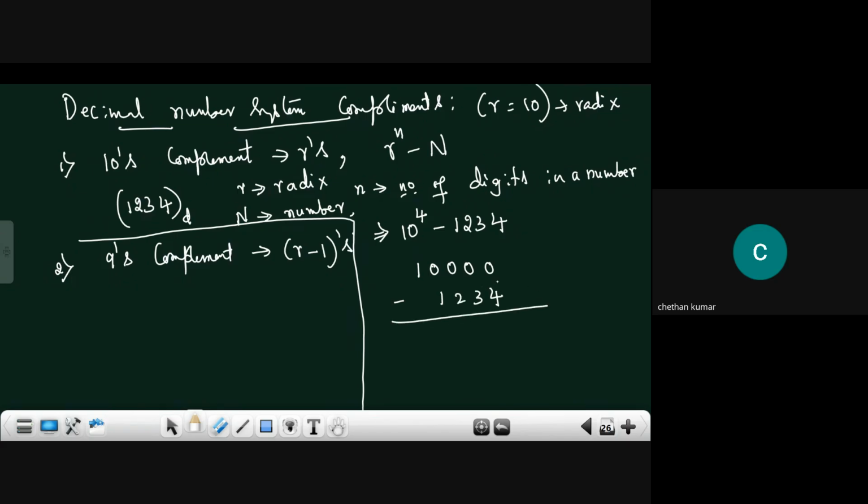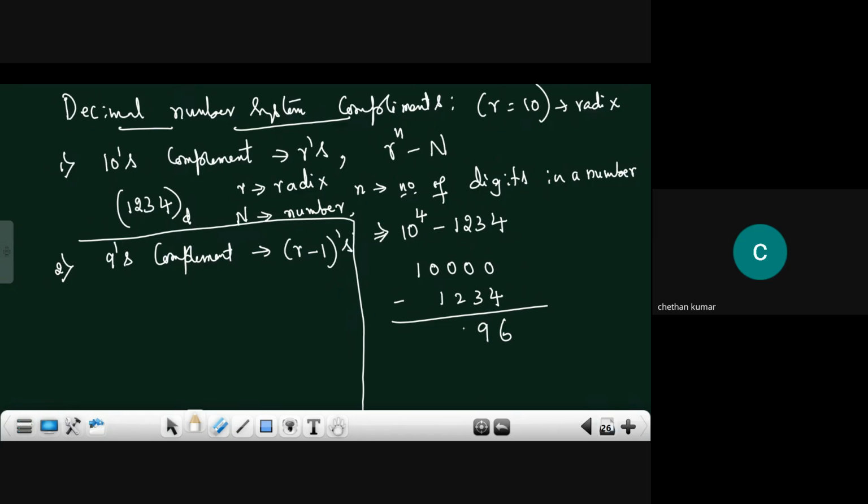What does the 10's complement mean? Each digit is subtracted by what? 10. Each digit is subtracted by 10. That is what a tens complement is. Here, 0 you can't subtract with 4, so you are borrowing, right? This is 10 minus 4, which means 6.